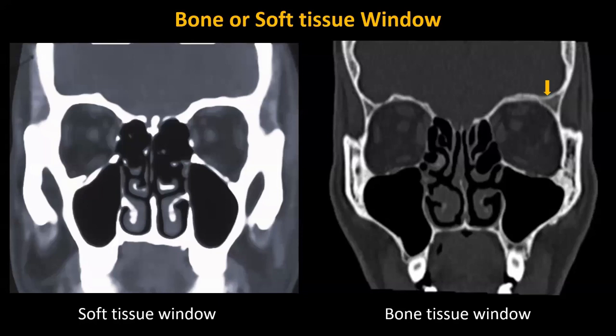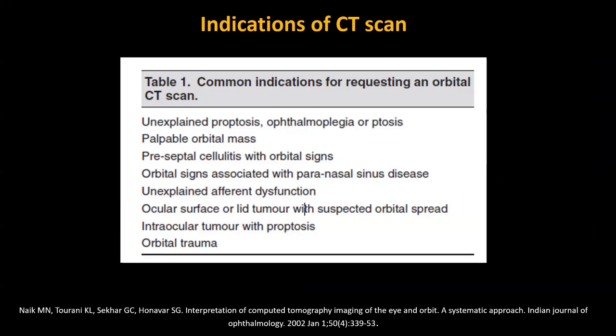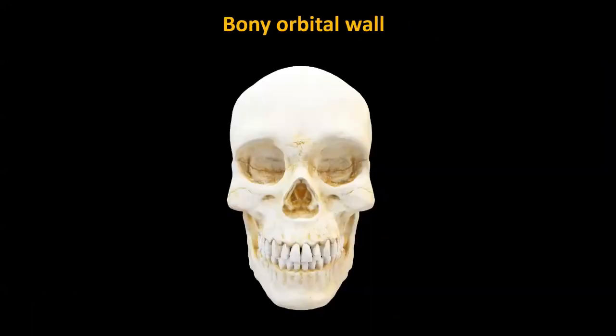Tissue window, bone window or soft tissue window. On soft tissue window, the soft tissue is delineated very well, while on bone window, we can appreciate the cortex and the medulla of the bone. The common indications of orbital CT are unexplained proptosis, palpable orbital mass, intraocular tumor with proptosis, and orbital trauma.